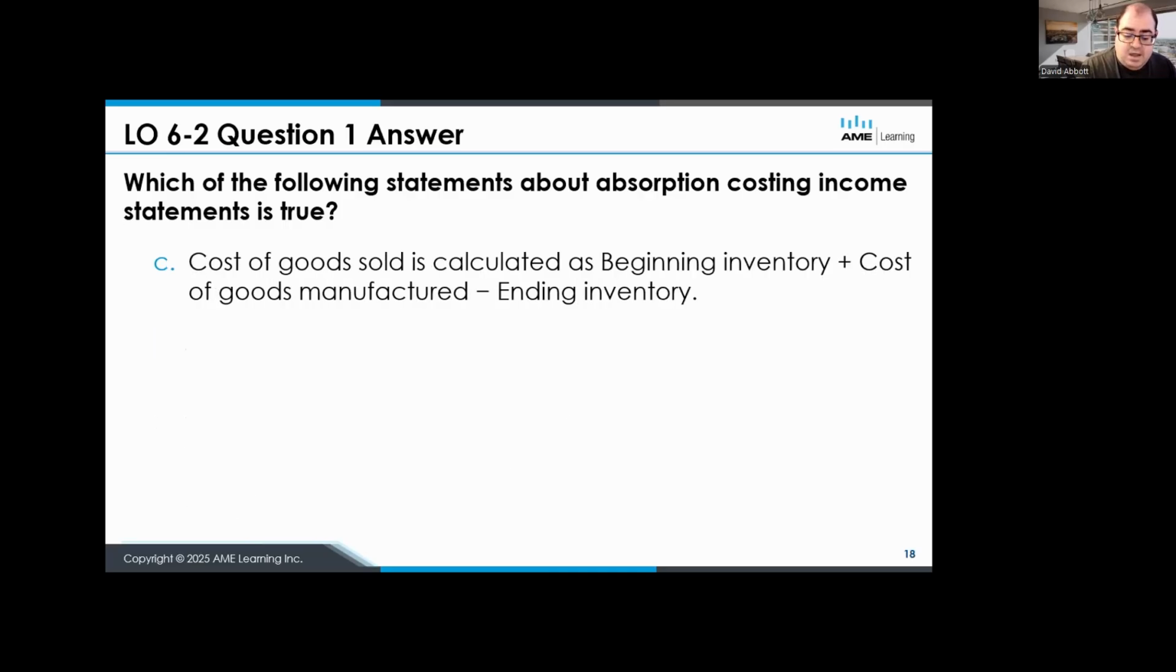And it is C, that the cost of goods sold is calculated as the beginning inventory plus the cost of goods that were manufactured minus whatever they had, the ending inventory that's going to go into the next period.